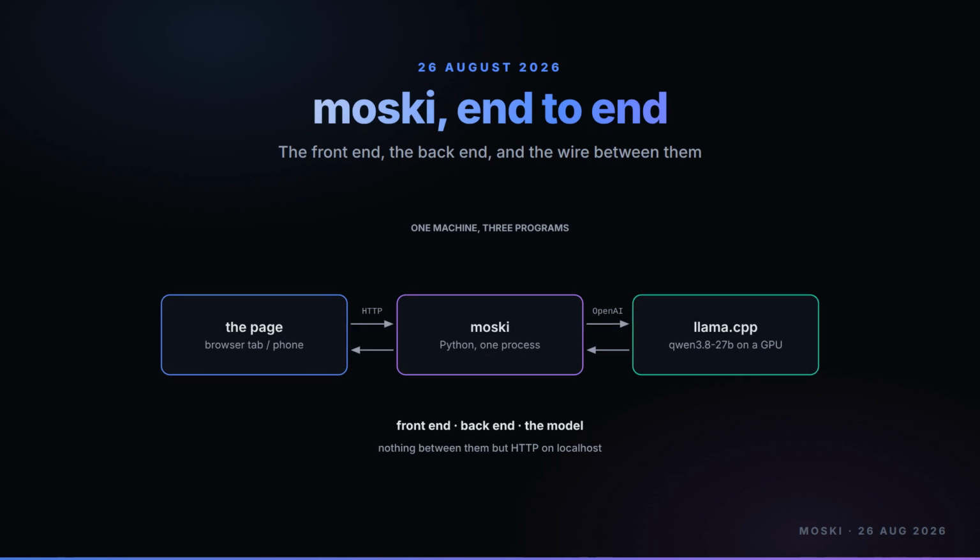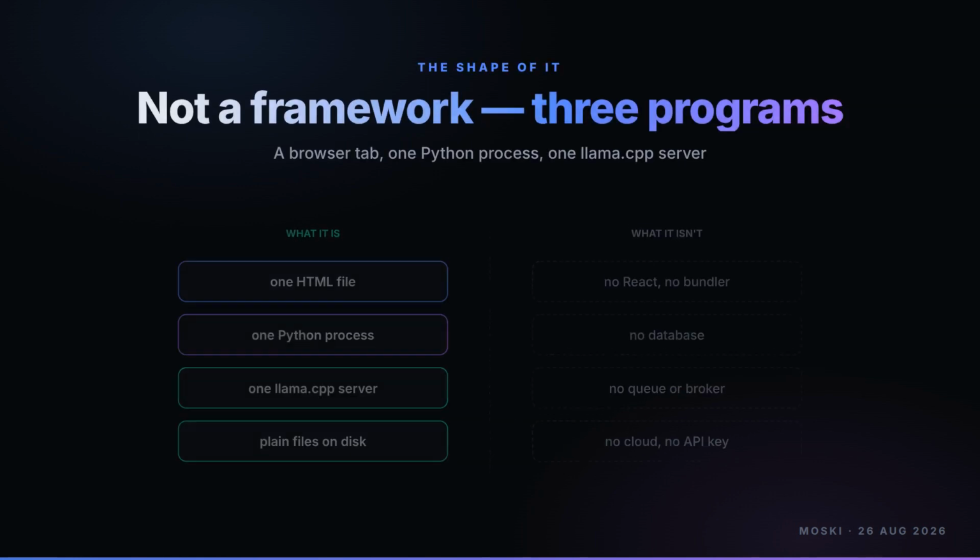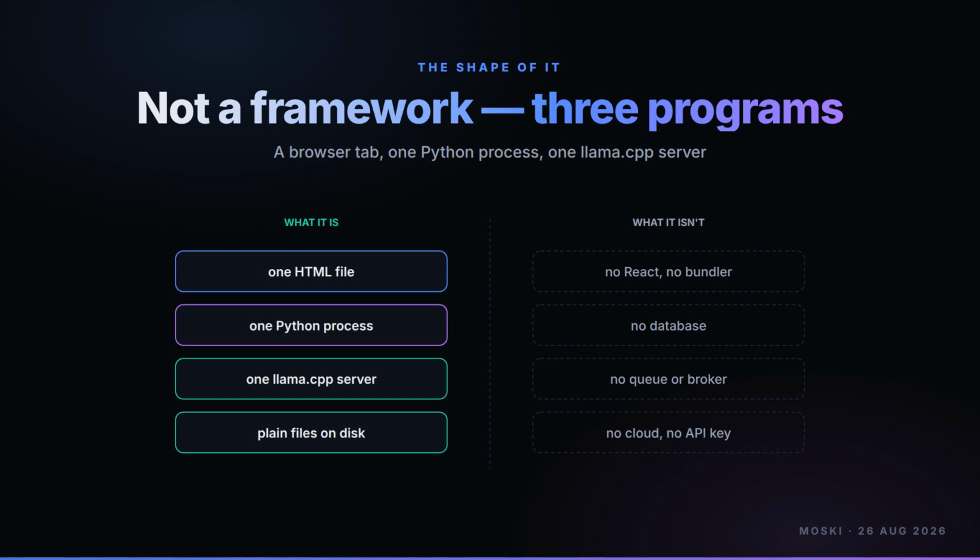This is how Mosky is actually built. 3 pieces: a page you type into, a Python process that answers, and a language model on a graphics card. Everything else is plumbing between those 3. Start with the shape because it explains every decision after it.